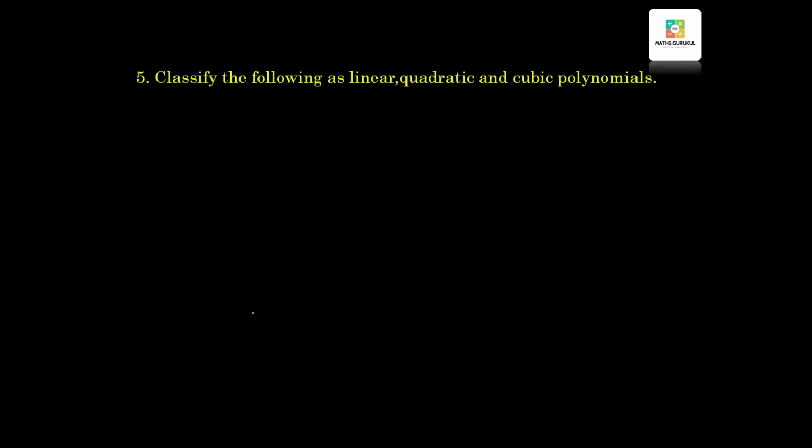In this sum, what it says is to classify the following as linear, quadratic, and cubic polynomials. So what are linear, quadratic, and cubic polynomials? So linear polynomials are those polynomials in which the highest degree is 1. Quadratic are those in which the highest degree is 2. And cubic polynomials are ones in which the highest degree is 3. Okay. Let's look at the sum.